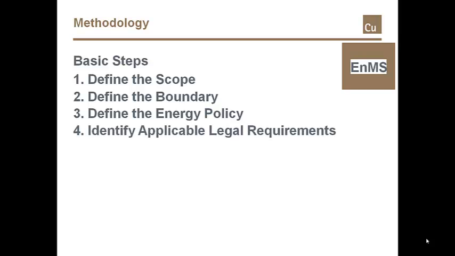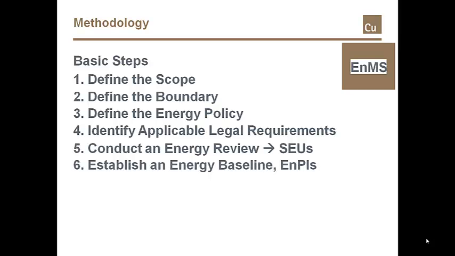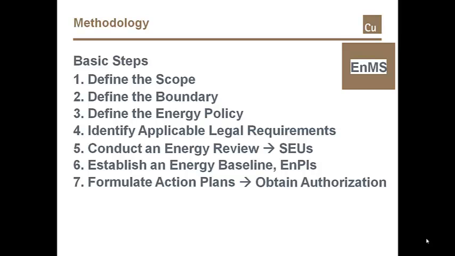Identify applicable legal requirements and other requirements. These are public commitments of the organization that may affect or be affected by the energy management system. Conduct an energy review and identify areas of significant energy use, such as air compressors, process equipment, lighting, etc. Establish an energy baseline and identify energy performance indicators, or ENPIs, that is, energy consumption per unit of time or per unit of production. Top management approves these ENPIs. Formulate energy management action plans and obtain management authorization to implement them as well as to operate the energy management system.